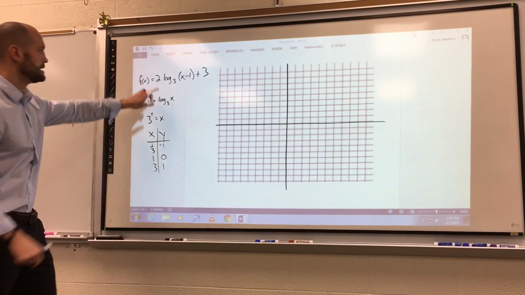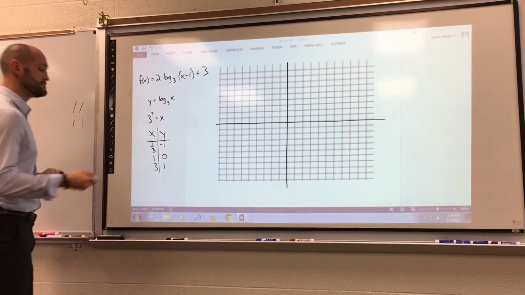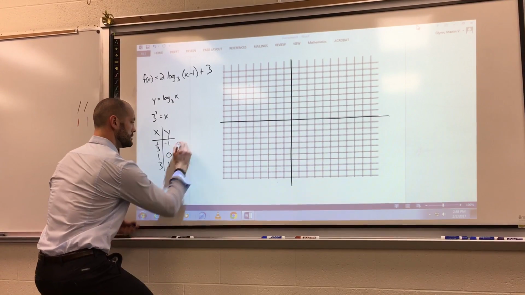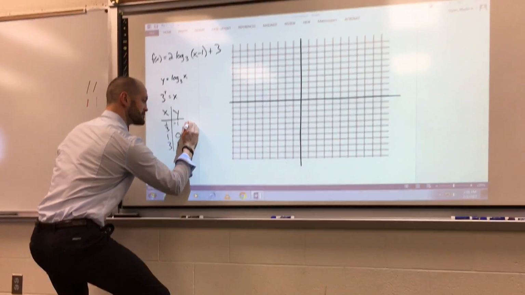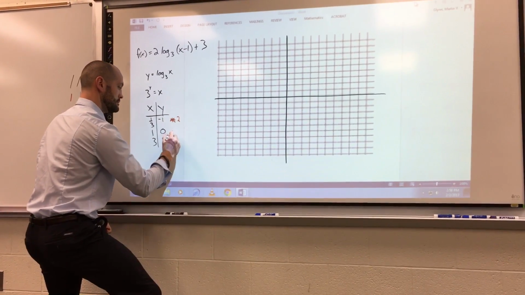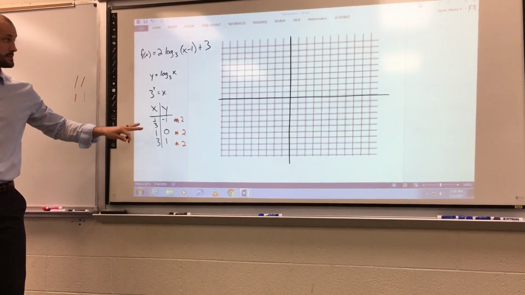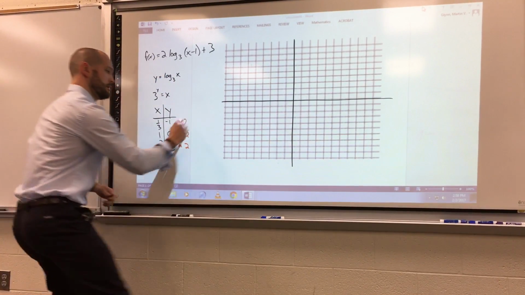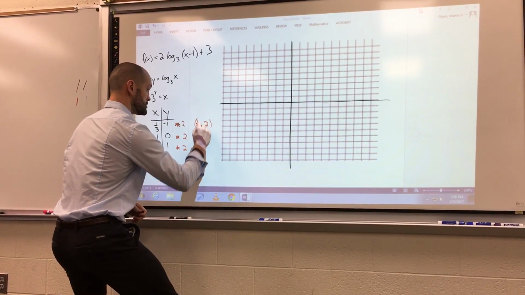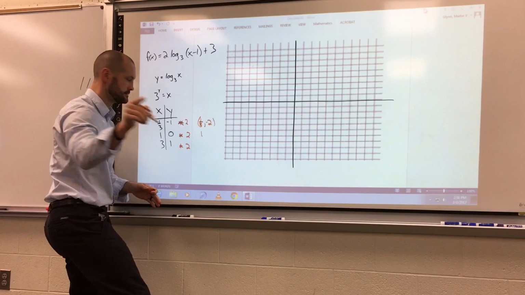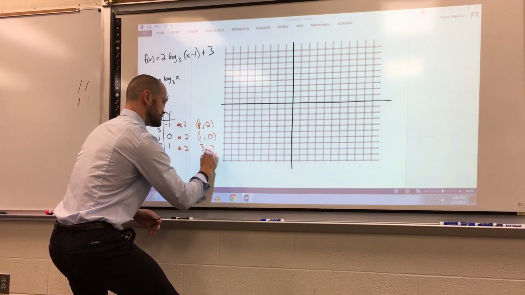Next, I have to think, is it being stretched or compressed? I have an a value of 2, which means my y values are all going to have to be multiplied by 2. So my new points with the stretch of 2 will be 1/3, -2; 1, 0; and 3, 2.